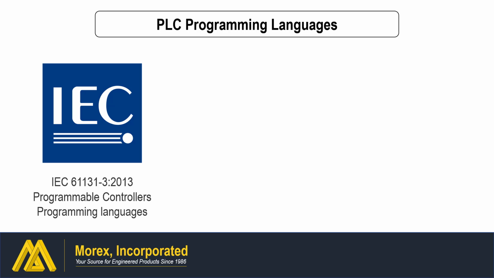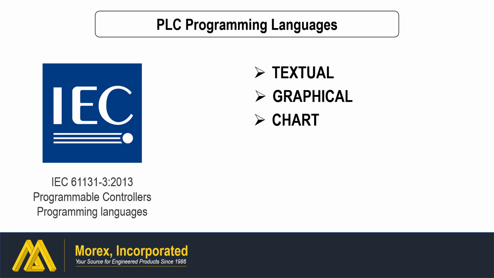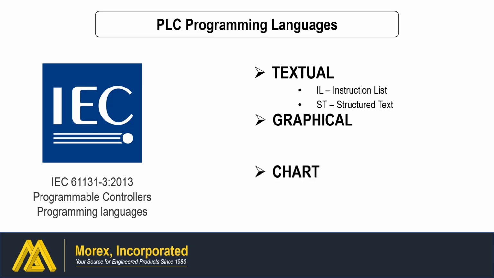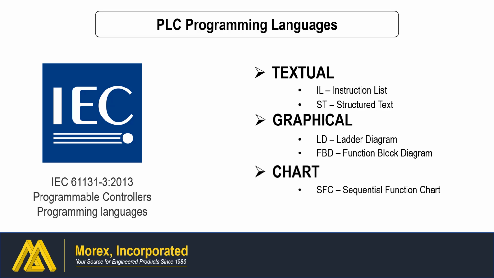In this case, I categorize them into 3: textual, graphical, and chart. The said standard specifies the syntax and semantics of 2 textual languages, instruction list and structured text, 2 graphical languages, ladder diagram and function block diagram, and 1 sequential function chart. While ladder diagram is the oldest and most popular language used in PLCs today, many other languages are gaining in popularity and are in wide use.